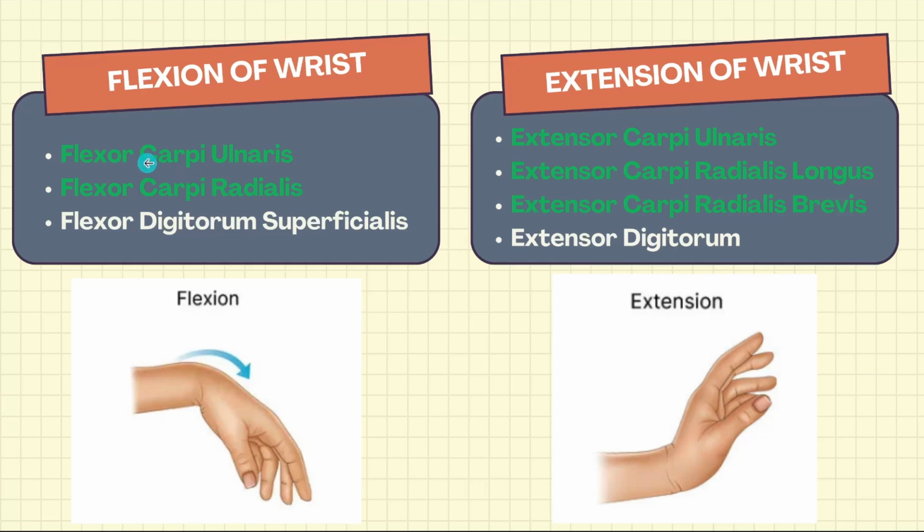You have flexor carpi ulnaris and flexor carpi radialis for the flexion of the wrist. You also have the flexor digitorum superficialis, which assists in this movement. However, it's not the main movement. That's why I have the other two in green and the last one is in white. For the extension of the wrist, you have the extensor carpi ulnaris, extensor carpi radialis longus and brevis, which allow for the extension of the hand. Same idea here for the extensor digitorum. It assists, however, it's not the main movement.